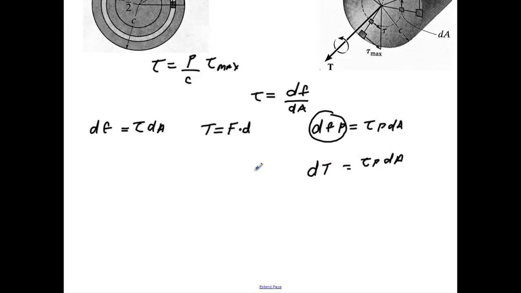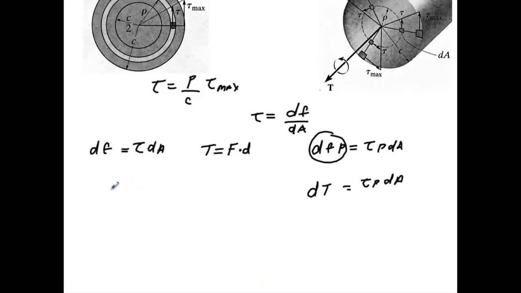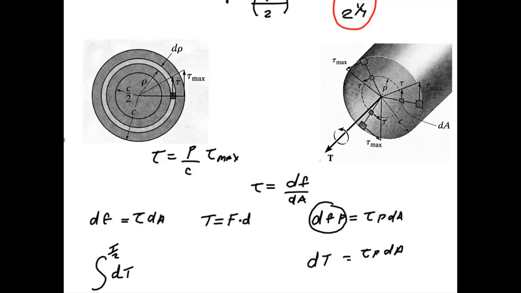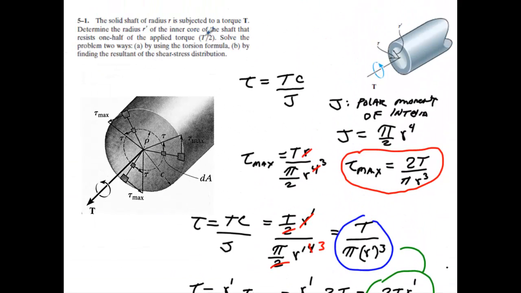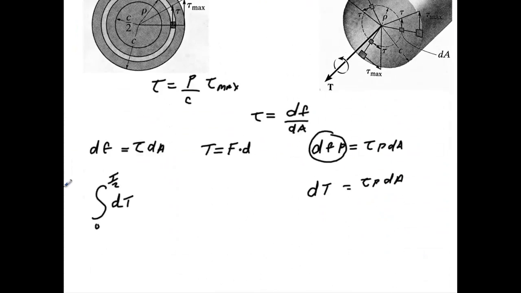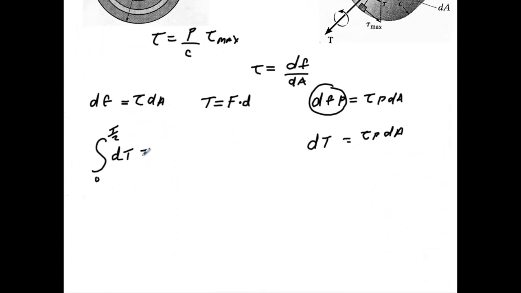Okay, now we can integrate this. We're going to set up our integrals of dt, and we're going to go from 0 to t over 2, as defined earlier. They want to know what happens when the torque is t over 2. And we're going to set that equal to the integral, going between 0 and r prime, of the shear stress times P times dA.